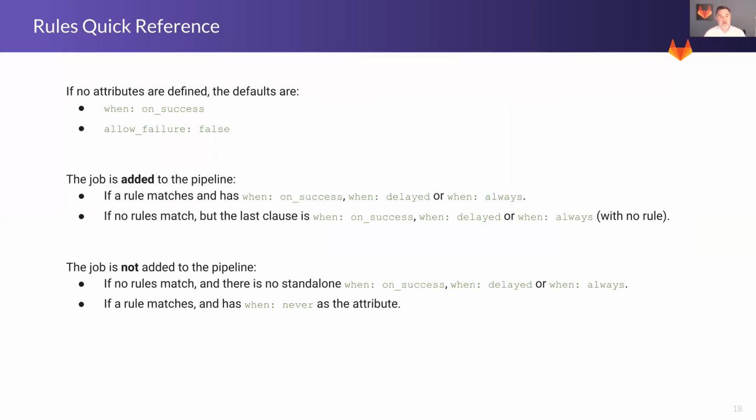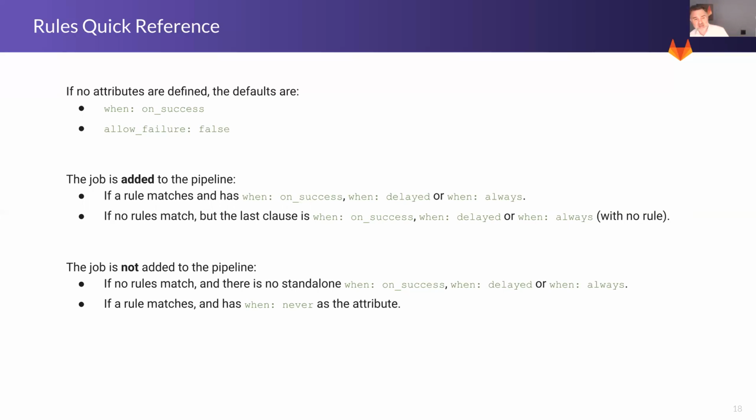Okay, now a job is added to the pipeline if the rule matches and has on success, delayed, or always, or if no rules match and the last clause, so the last clause is like an else clause. Okay, I'm putting my Python brain on here. When on success, when delayed, or when always with no rules. So you're going to assume that the last clause is when never, all right? Unless you have the last clause is when always. You probably don't want to do that too often though, and we'll see why in a second.